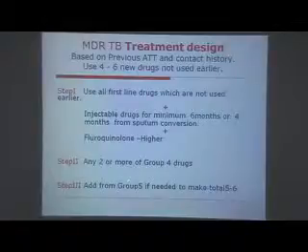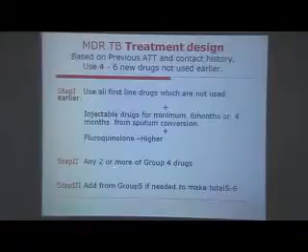Prothionamide, ethionamide, cycloserine, PAS. You can use either 2 or more. Finally, if you are not getting an adequate total number of 5, then you start adding from group 5. Don't immediately write clarithromycin, because that is a group 5 drug. When you cannot make up a total of 5 from the other groups, then you have to add from group 5. That should be step 3.